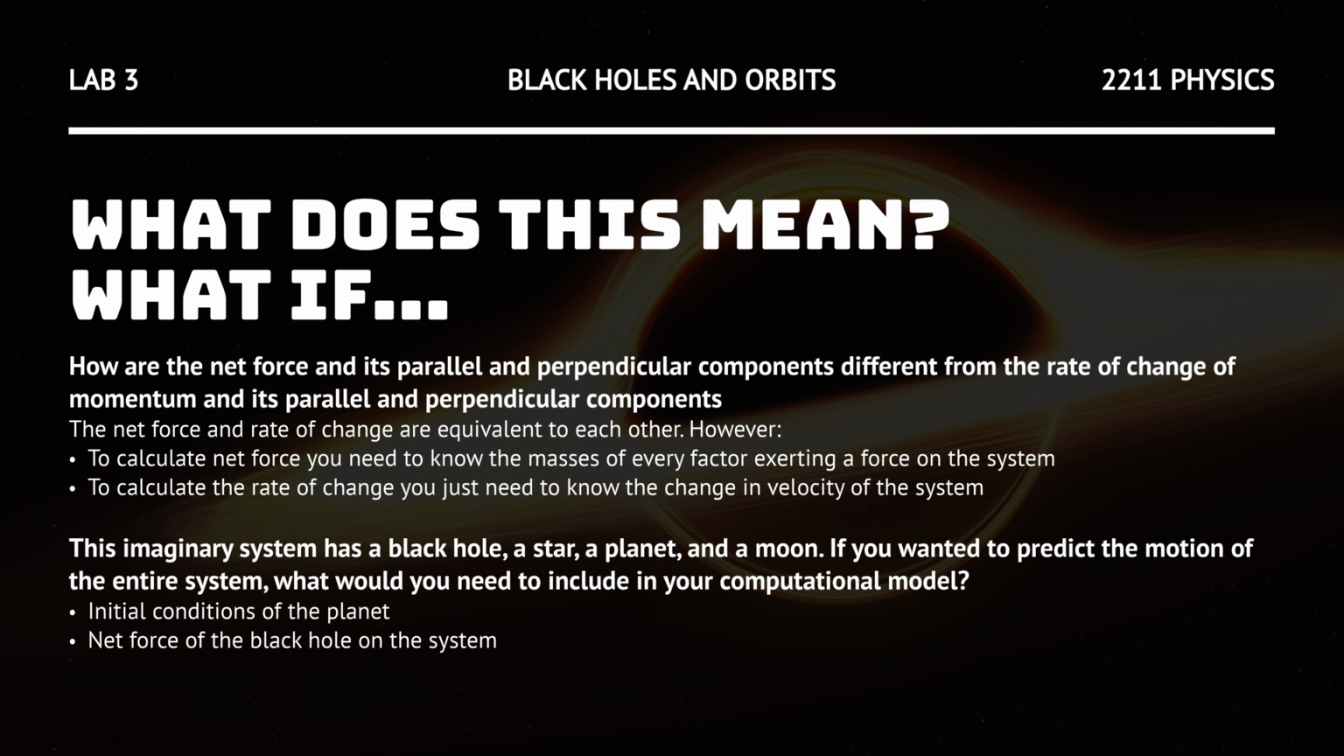And for what if this imaginary system has a black hole, a star, a planet, and a moon? If you wanted to predict the motion of the entire system, what would you need to include in your computational model? You would need to include initial conditions of the planet, as well as the net force of the black hole on the system.